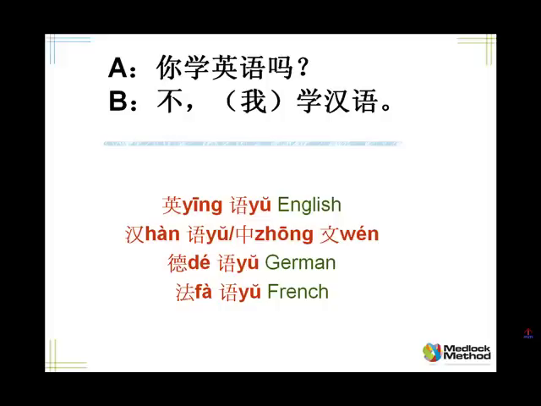Okay, and another key word, 学, to learn. We learned this before. To learn English would be 学英语。 And do you learn English? 你学英语吗？ Good. Okay, so Michael would like to ask you some questions.